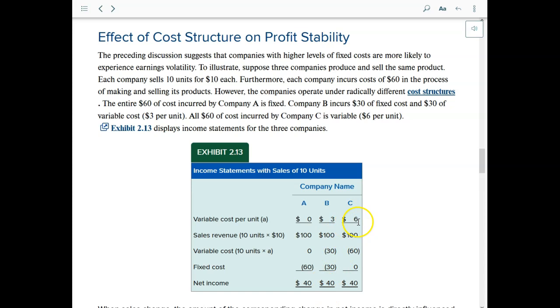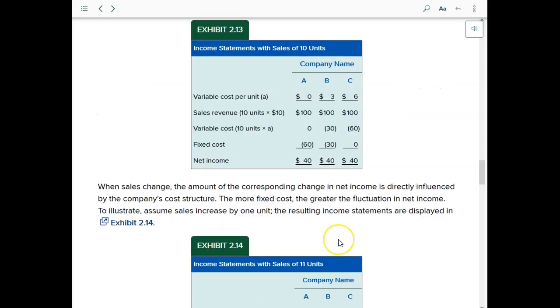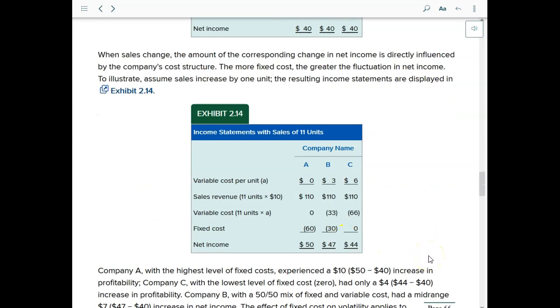C, we have $6 per unit for variable, no fixed cost. So if you sell 10 units, $6 times 10 is 60, subtract 40. So you think, well, there's no difference in having cost structures of different amounts, fixed or variable. Well, again, it does make a difference, and we'll see that difference as you change things. Let's look what happens when you sell one more unit. So we sell 11 units. So revenue goes up, $110 for A. Variable cost, we don't have any. Fixed costs stay the same. So when you sold one more unit for $10, look, it all goes to the bottom line.